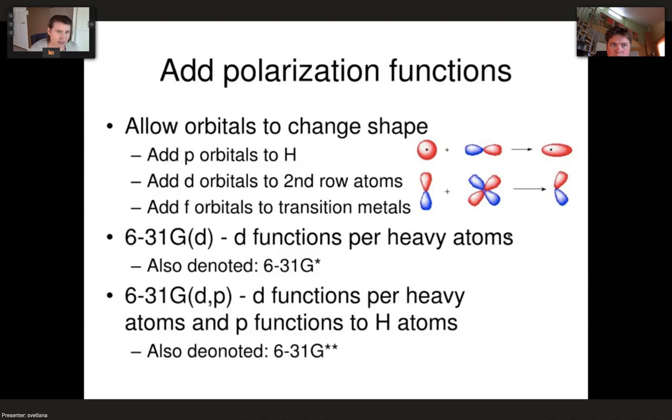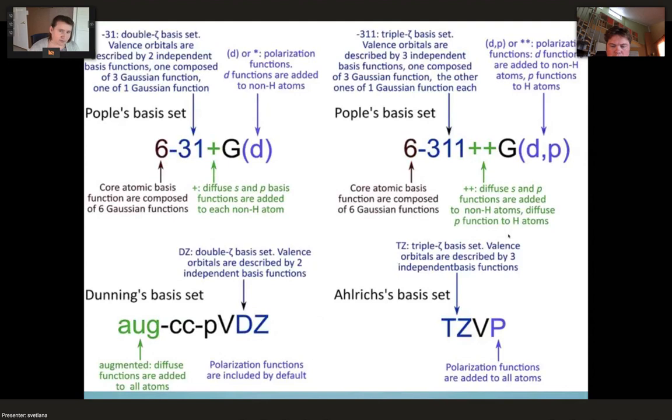And to summarize all these features, here is the comparison again: 6-31G(d) or G star, adding these polarization functions. You can also use plus, which goes in front of G. This is diffuse functions. Instead of higher orbitals, you actually add lower orbitals. For example, for an element which has p orbitals, you add an additional s. To 3p, you add 4s.